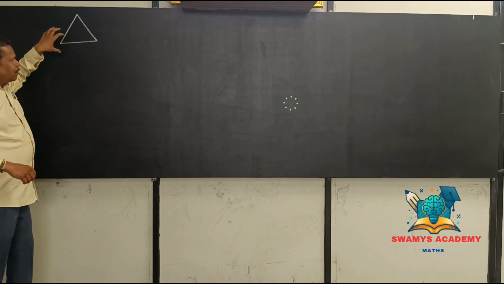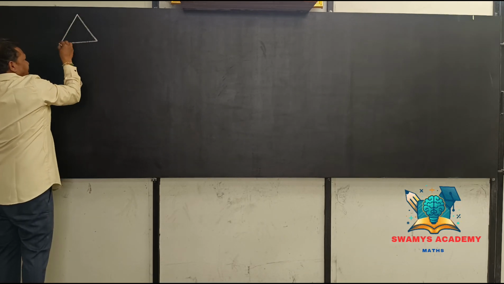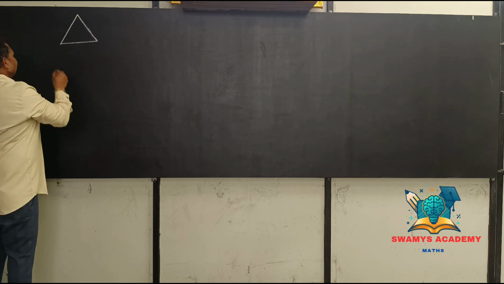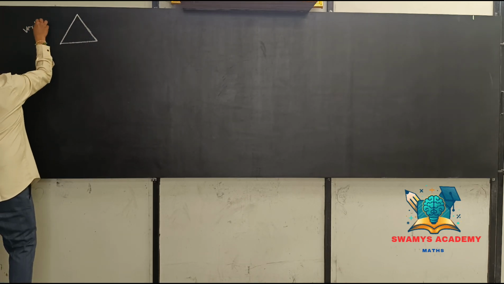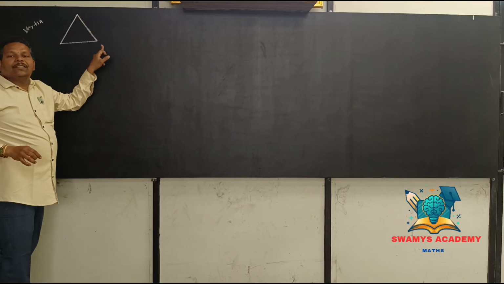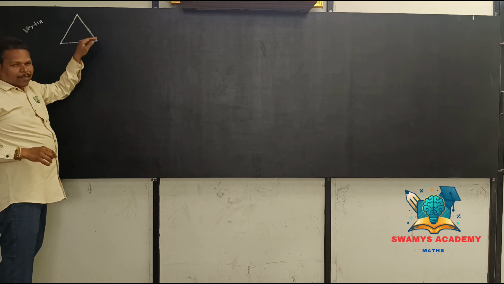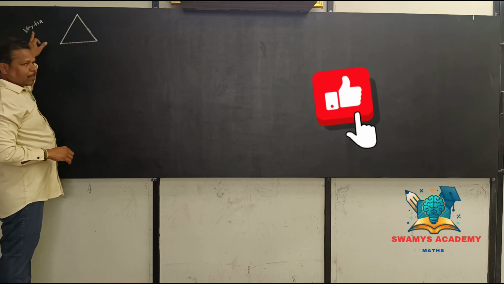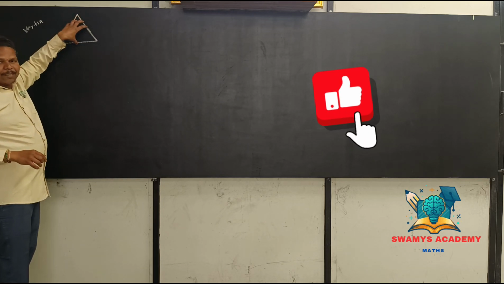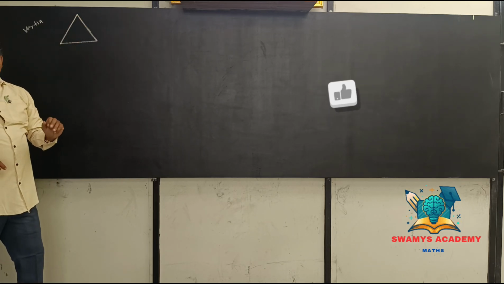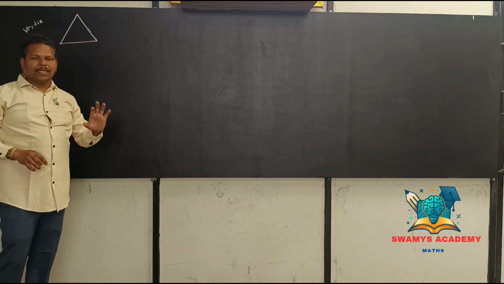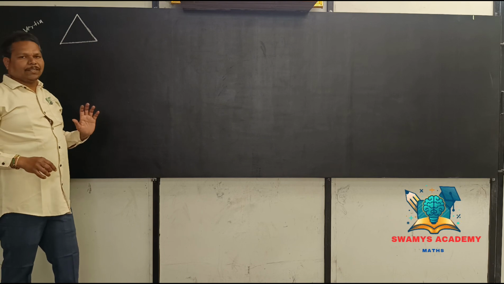Now in this triangle, the joining of two line segments is called a vertex. How many vertices are there? Here three vertices are there. Singular form is vertex, plural form is vertices. In a triangle, three sides, three angles, three vertices will be there. Any type of triangle has three sides, three angles, three vertices.